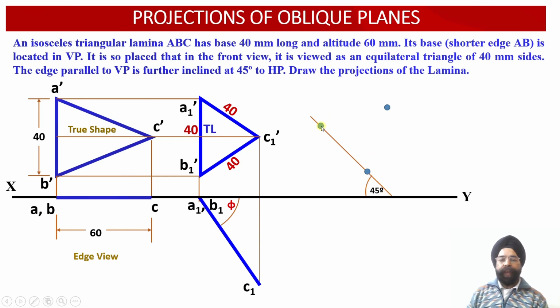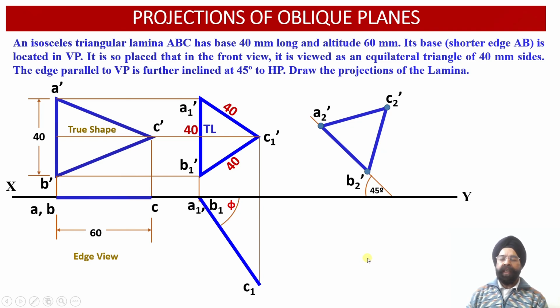So now we are going to mark two arcs equal to the radius 40 millimeter. So from this point, mark an arc of 40 millimeter. From this point, mark an arc equal to 40 millimeter. So wherever these two arcs intersect with each other, we are going to obtain the point C2 dash over here. So now you can check, this is A2 dash, this is B2 dash. So this distance happens to be 40. So this way, the front view projections of the oblique triangular lamina inclined to VP and HP have been obtained. Now the corresponding projections in the top view we are going to obtain.